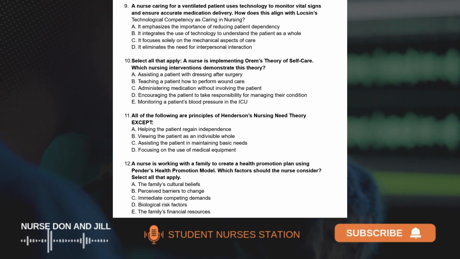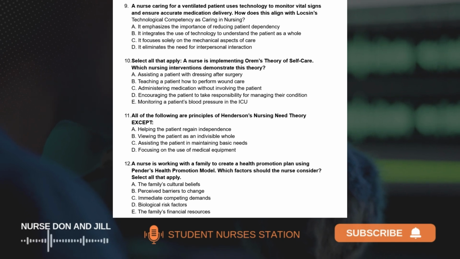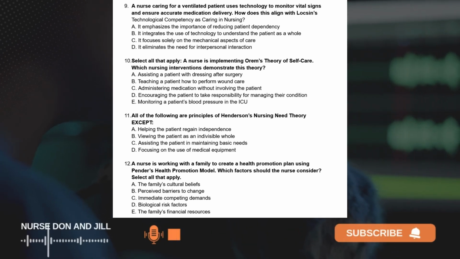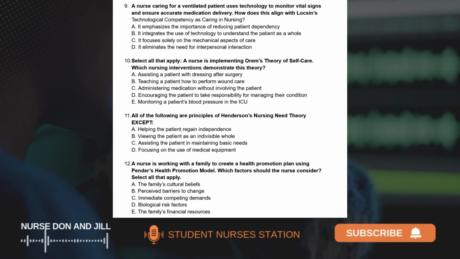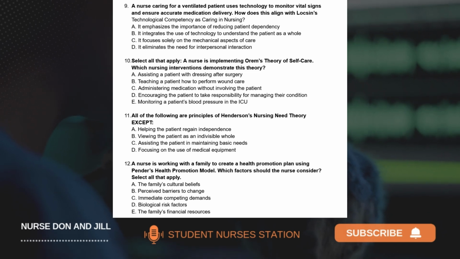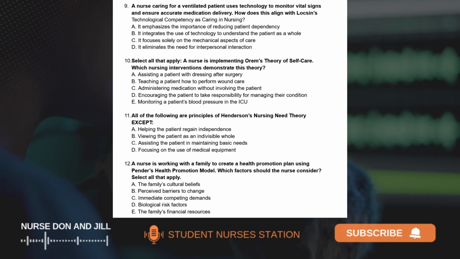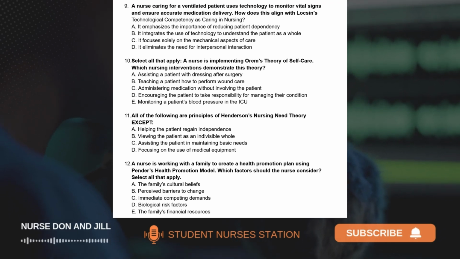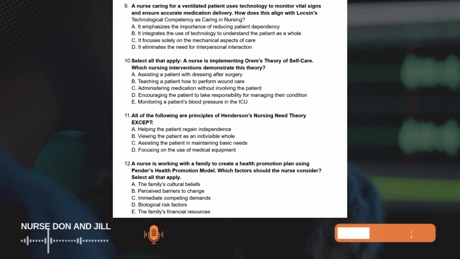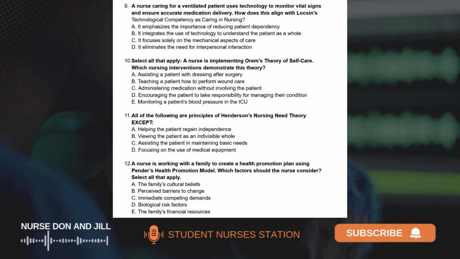I'm also going to add C, immediate competing demands. Let's be real, life gets crazy. Sometimes work, finances, or taking care of kids have to come first, and healthy habits might get pushed aside. That's a really important point, Nurse Dawn. We have to remember that health is just one part of their life, and sometimes other things have to take priority. And of course, D, biological risk factors like family history and genetics are important too. Absolutely. And we can't forget about E, the family's financial resources.